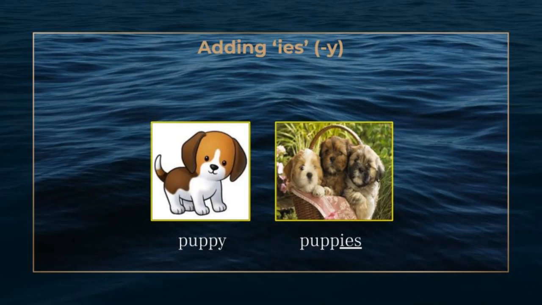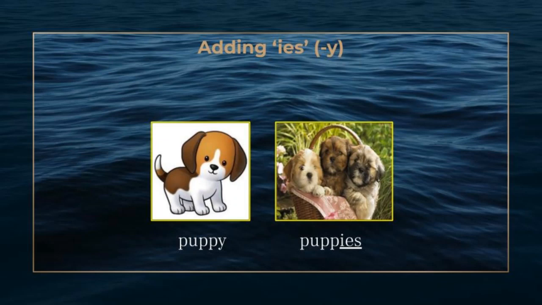Okay, students, now look at the word puppy. So the word puppy ends with the letter Y. Before Y, there is a consonant. Before Y, which letter is there? It is a P. P is a consonant. So the word puppy ends with a consonant along with the letter Y.